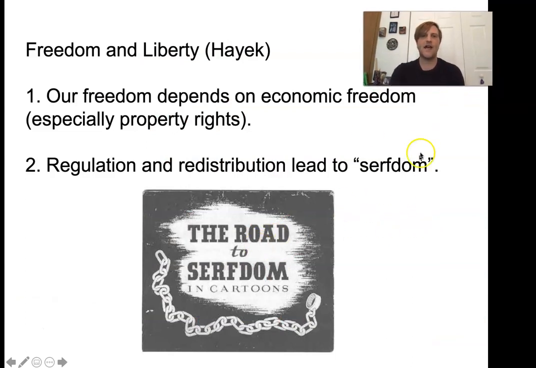Interestingly, Hayek said that basically our freedom actually depends on economic freedom, especially property rights, more so than democracy. And this is where you see some divides within libertarianism. There are a lot of libertarians who don't believe in democracy, who say that democracy violates freedoms because sometimes the will of the majority can be to suppress individual rights.